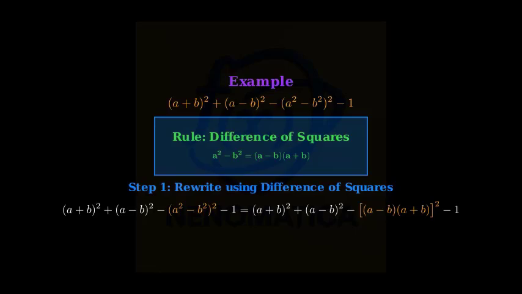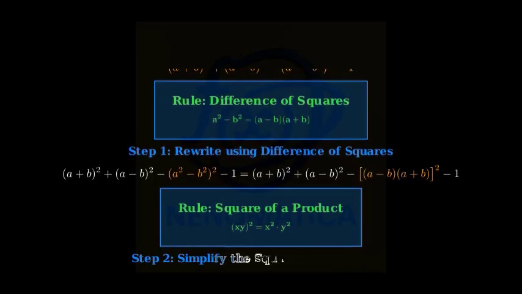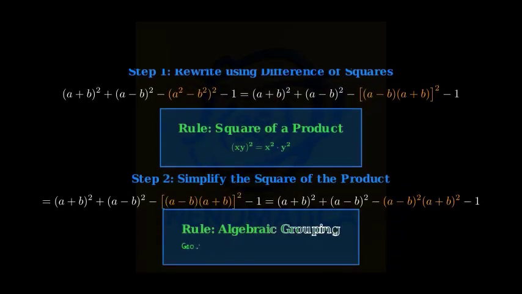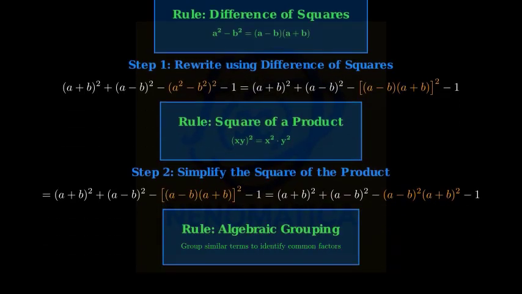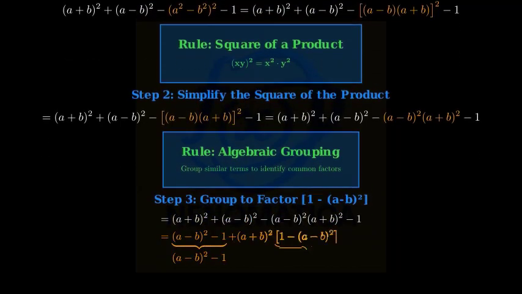For step 2, we'll apply the rule for squaring a product, which states that the square of a product equals the product of the squares. So we expand the square of a minus b, a plus b, to get a minus b squared times a plus b squared. In step 3, we'll use algebraic grouping to reorganize our expression. We want to highlight that we have a minus b squared appearing in multiple places. So we'll group terms to factor out common expressions.